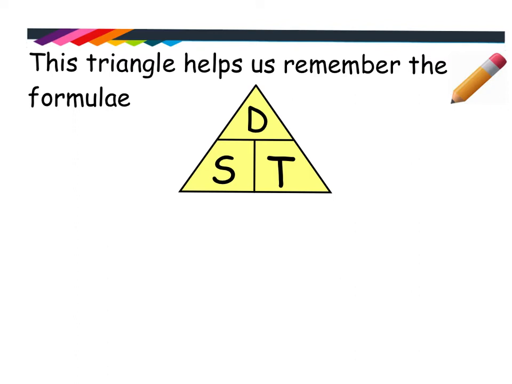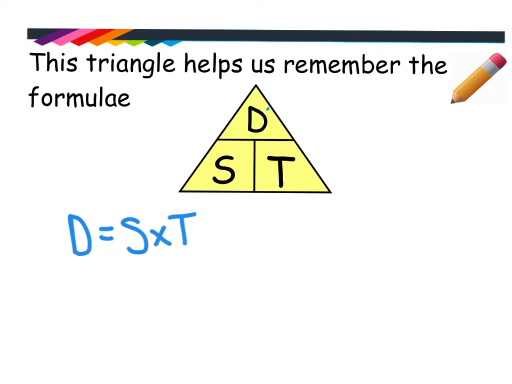So what happens is, if you have a question that wants distance, you would put your finger over distance. I can't do that, but I can shade distance in, right? But this would be your finger over it. So that leaves you with S next to T, and when letters are side by side, they are multiplying. So distance equals speed times time. That is your formula there.